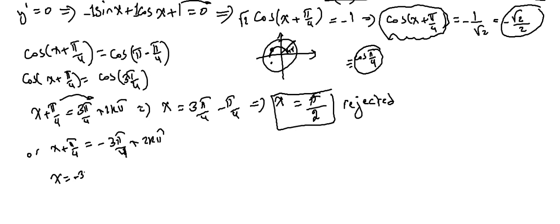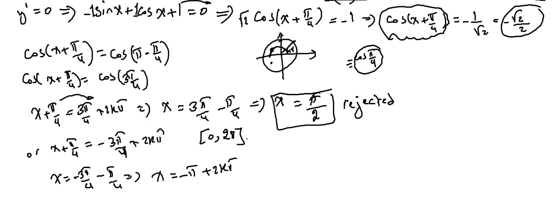Let's see what we have here. X equals minus 3 pi over 4 minus pi over 4. This means x equals minus 4 pi over 4, right? Minus 4 pi over 4, which is minus pi. Here I should take plus 2k pi, right? Because minus pi is out of the domain I'm working with, which is 0 to 2 pi. In this case, we add for k equals 1. 2 times 1 times pi is 2 pi. So it will be minus pi plus 2 pi. So x will take this value, which is equal to pi. That's great. So we have x equals pi. This is the accepted value.